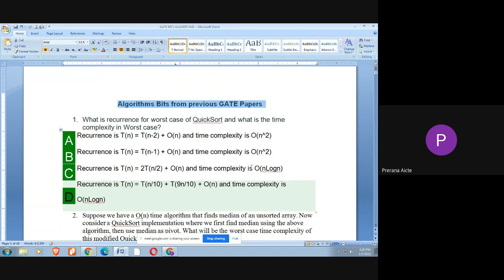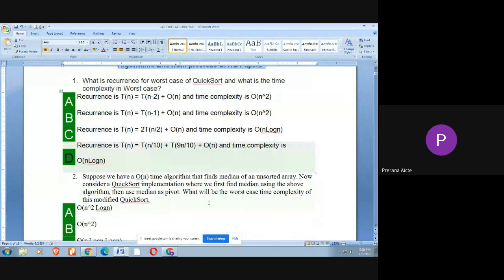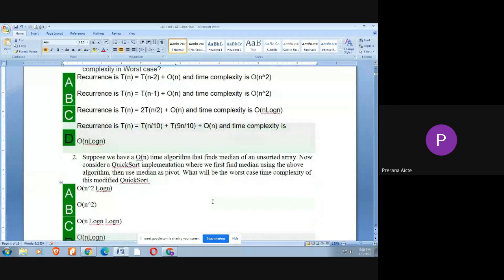When we solve this recurrence relation using the substitution method or Master's theorem, we have a time complexity of order of n square. So the worst case recurrence relation of quicksort is T of n equal to T of n minus 1 plus order of n, and its time complexity is order of n square. So the answer is option B.